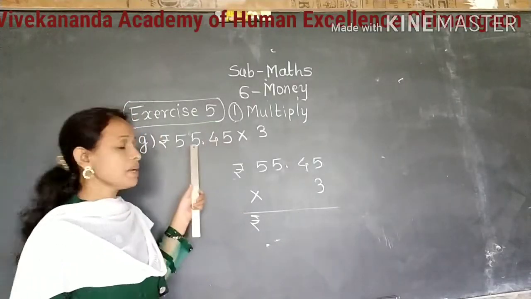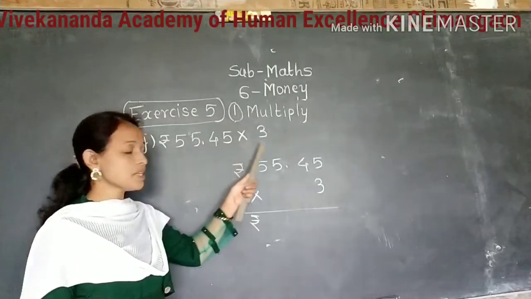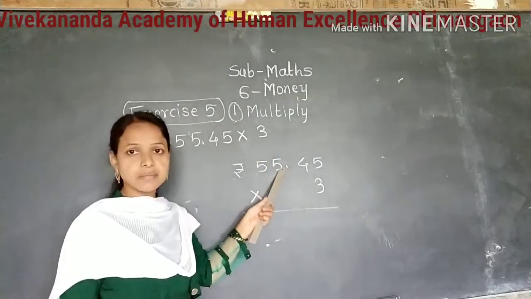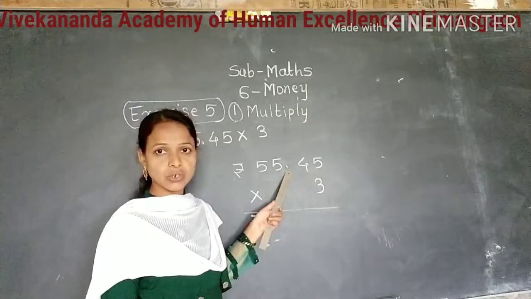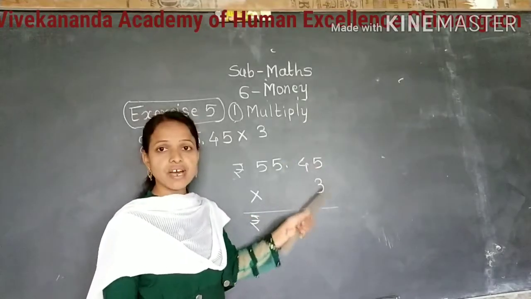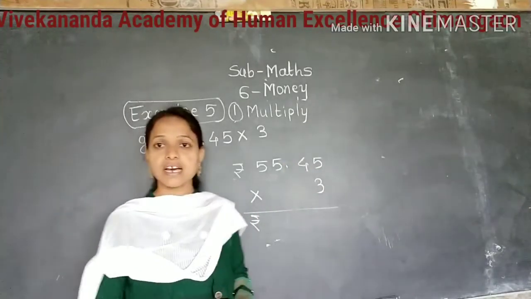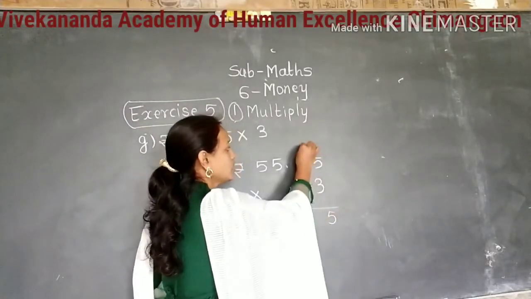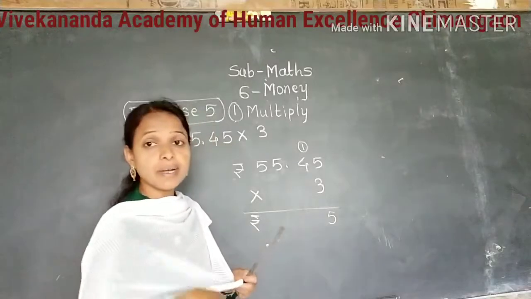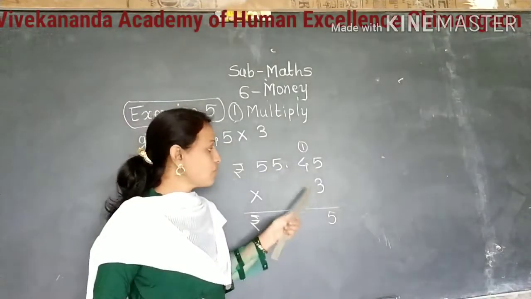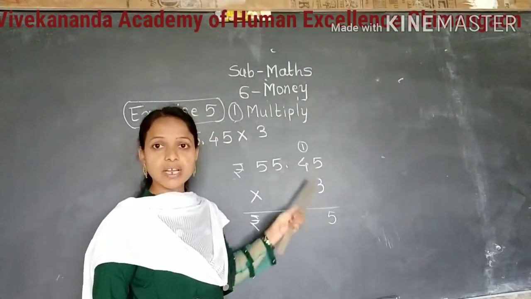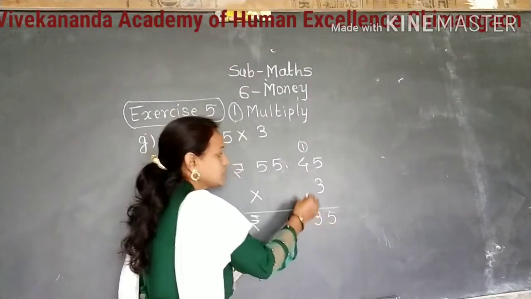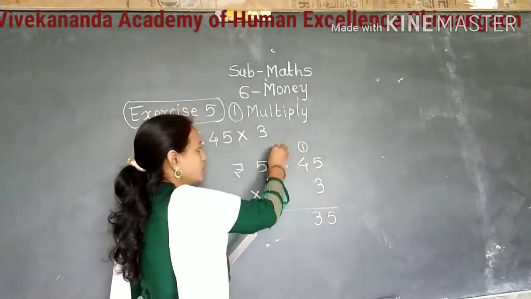Example: multiply 55 rupees 45 paise by 3. Okay, so here I arrange rupees and paise in a column by putting the dot. Now we multiply 5 by 3. 3 5s are 15. So 5 right here and 1 carry. Now multiply 4 by 3. 4 3s are 12. 12 plus 1 carry over, 13. So write here 3, 1 carry.